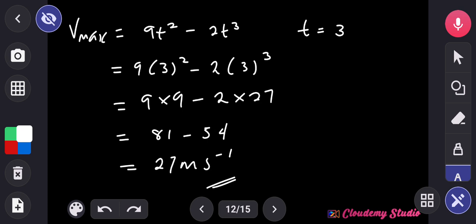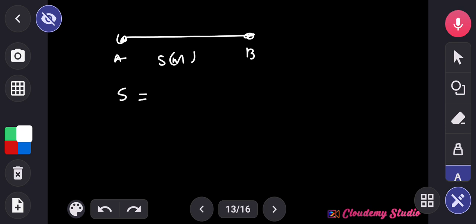Let us say that we have something like this: a body moves in a straight line so that the distance moved, or the displacement of the body from point A to point B, is given as s in meters. Now s is given as t raised to power 3 minus 2t plus t.